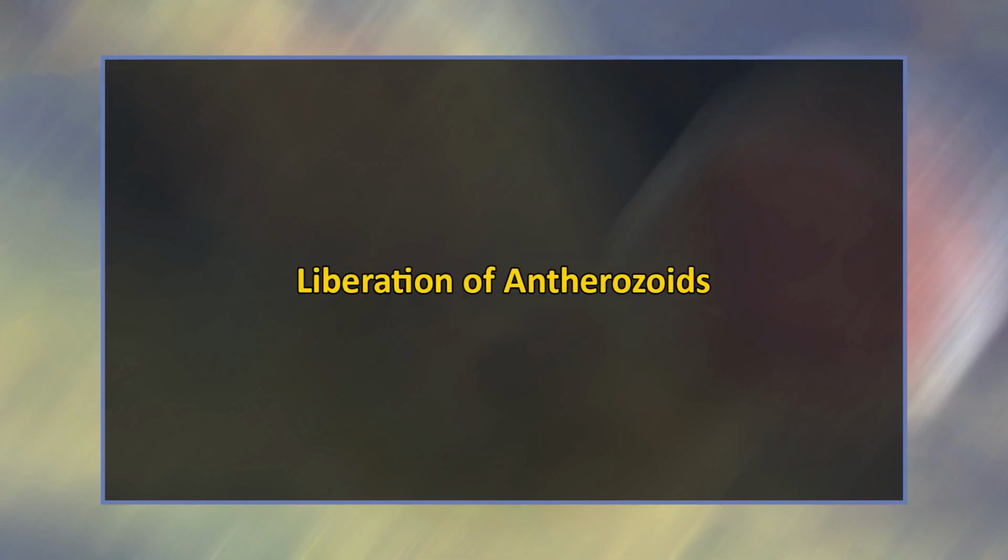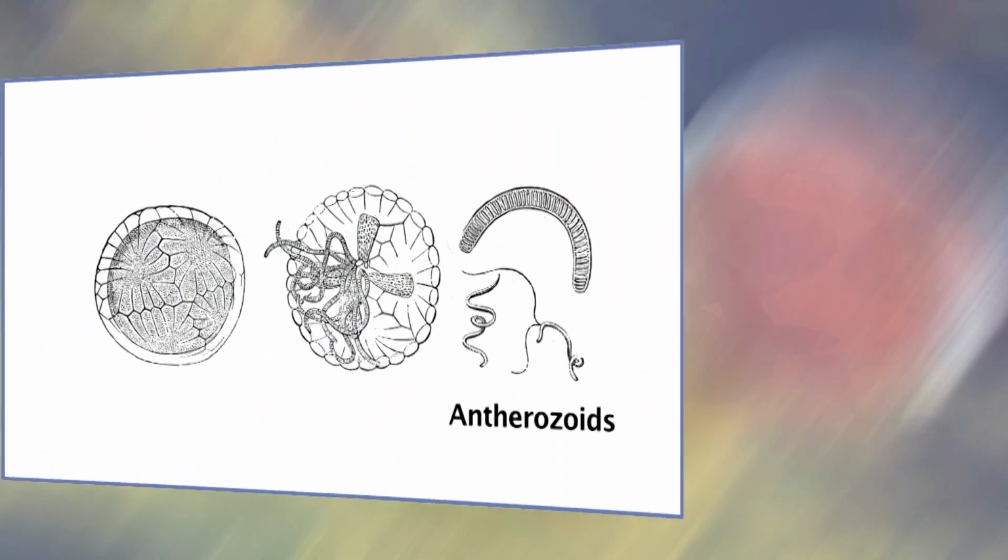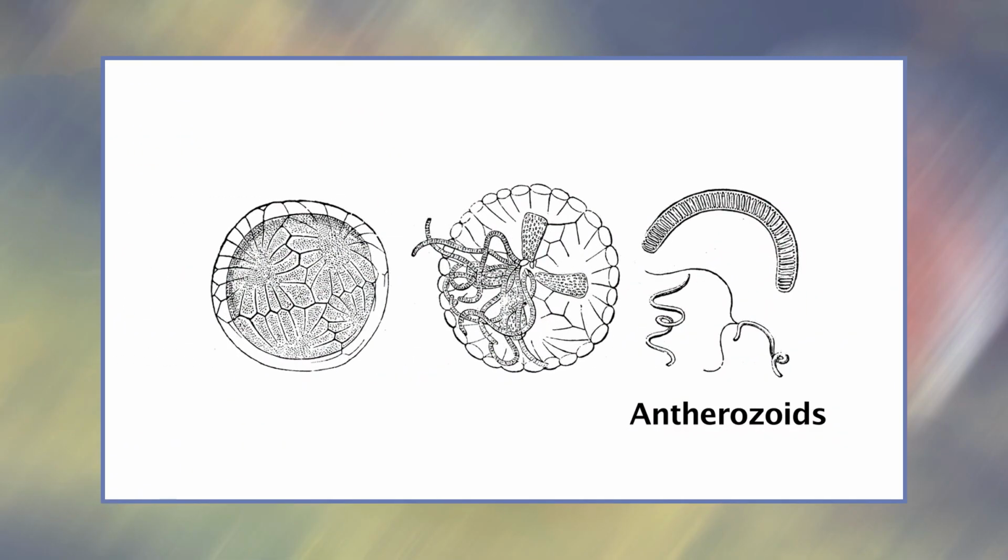Liberation of antherozoids. At maturity, the sheath cells of the antheridium separate from each other, exposing antheridial filaments in water. The sperm mother cell gelatinizes to liberate the antherozoids.